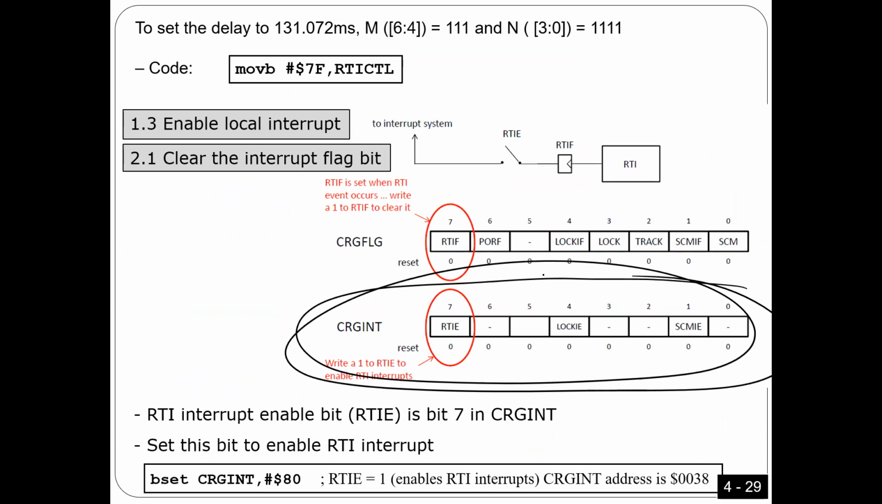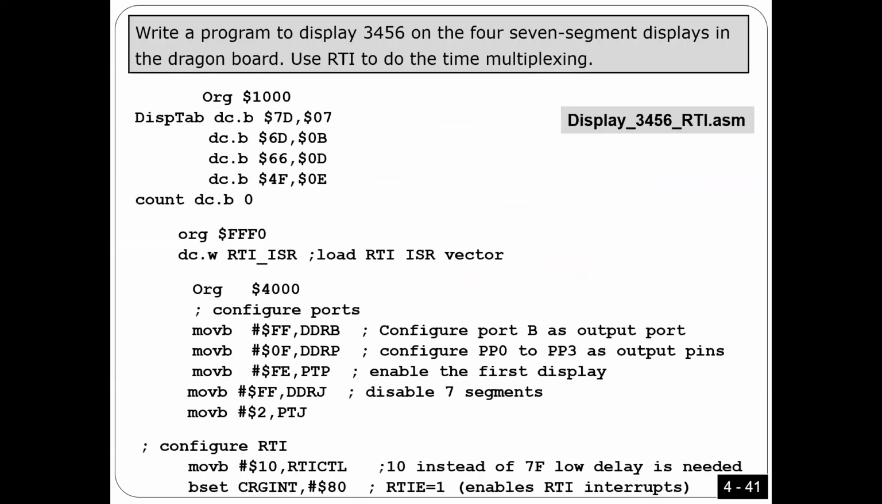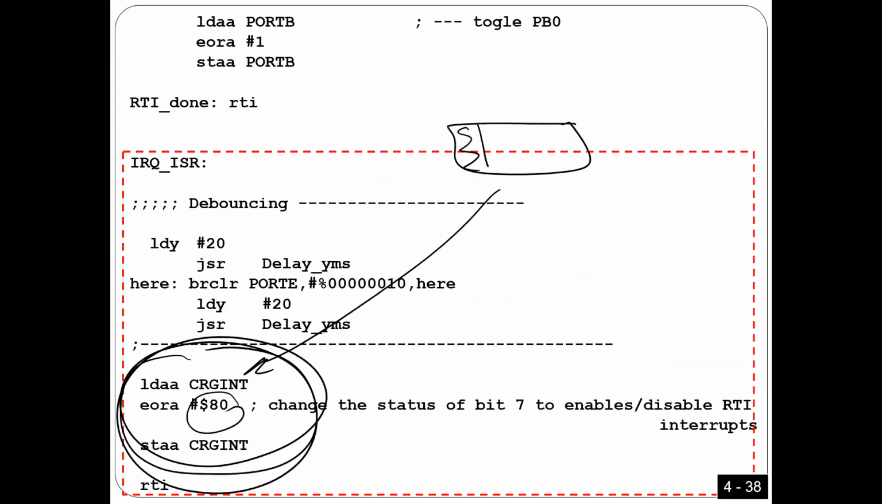So what I'm gonna do, guys, I'm gonna read here. I'm gonna flip this bit. In IRQ, I'm gonna flip this bit. When you flip this bit, that means if it is enabled, I'm gonna make it disabled, and then enabled, disabled. So every time I trigger the IRQ interrupt, if it is enabled, I'm gonna make it disabled. If disabled, you make it enabled. Is that okay? That's how I made it, as you see here in IRQ.